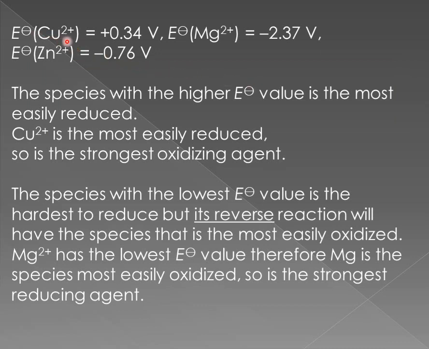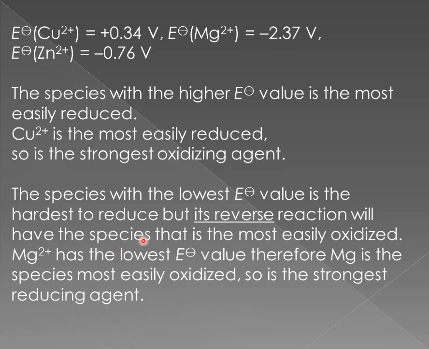Let's see. Here are the standard electrode potentials of copper, magnesium and zinc. The species with the higher standard electrode potential is the most easily reduced. So copper is the most easily reduced because it has 0.34, higher than the others. So it is the strongest oxidizing agent because it can be reduced. The species with the lowest standard electrode potential value is the hardest to reduce, but it's a reverse reaction, so we need to reverse the reaction.